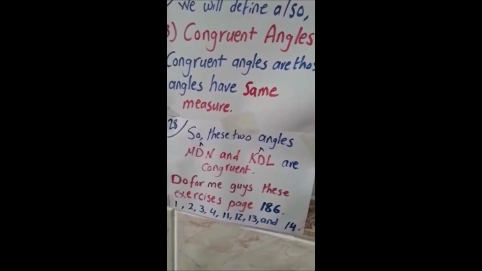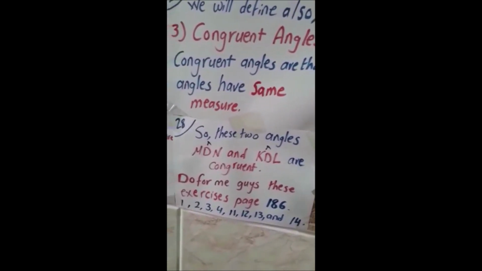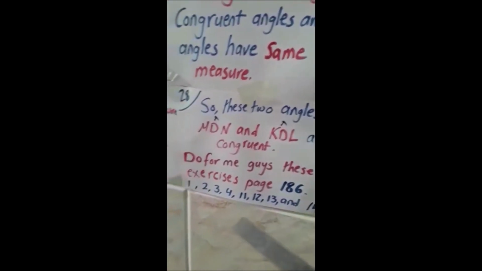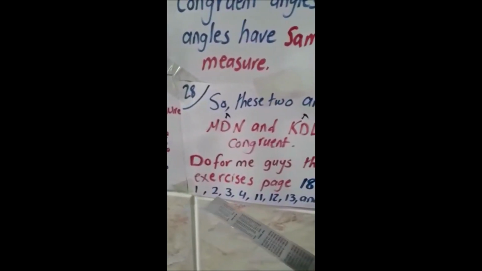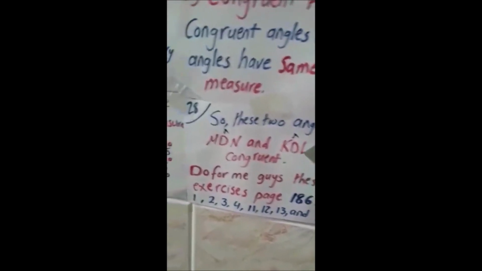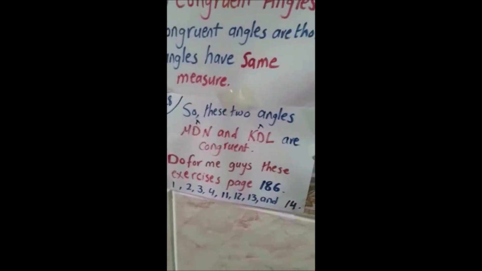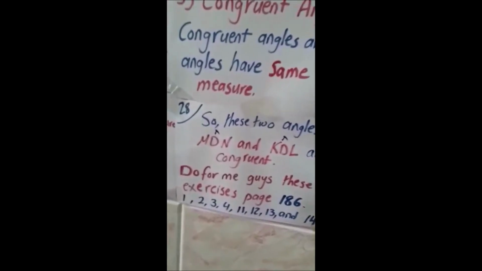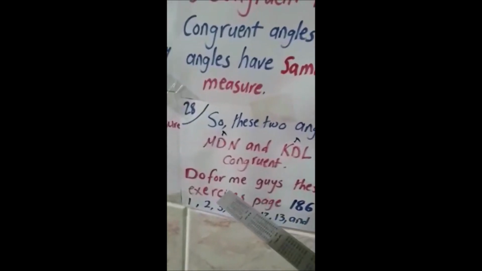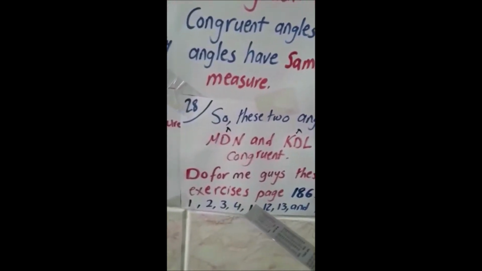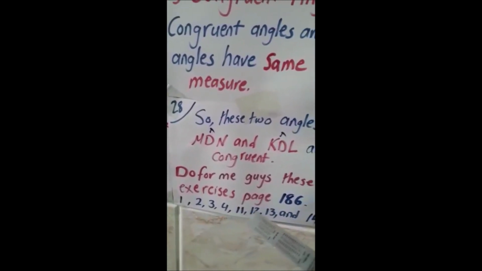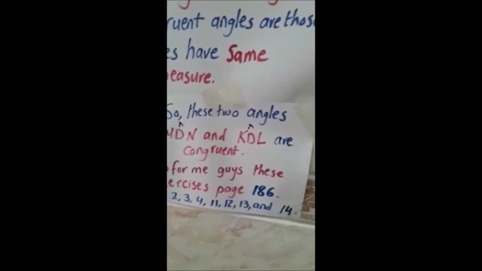And so for me, guys, these exercises to improve yourself are our homework, on page 186. I want you, my dears, to do for me 1, 2, 3, 4, 11, 12, 13, and 14. And for today, your lesson is finished. Have a nice day, and I hope that I will see your homework done. So again, I want you to do these exercises for me, page 186. They are 1, 2, 3, 4, 11, 12, 13, and 14 on page 186.